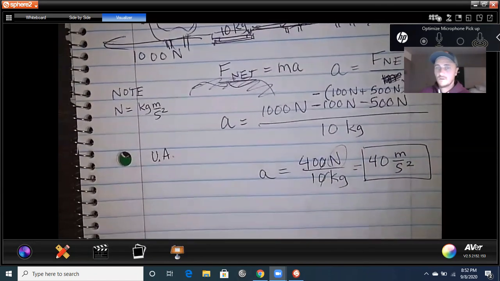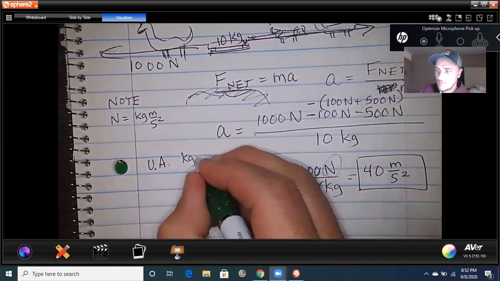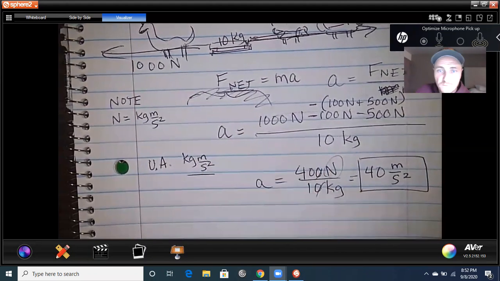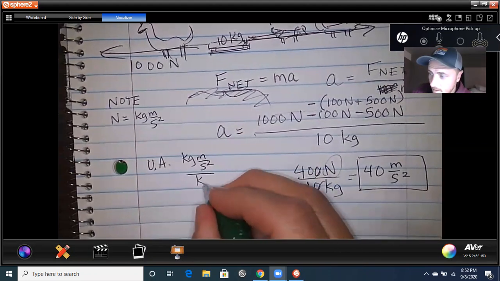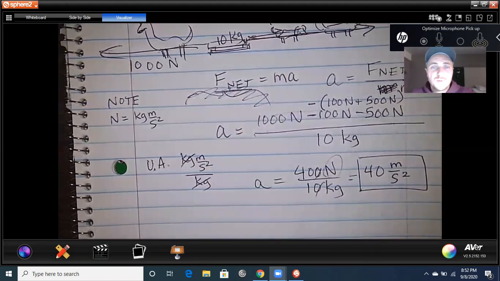All right. So looking at my UA over here, what is really a Newton? It is a kilogram meter per second squared, all divided by a kilogram. And what happens to your kilograms? They cross out. You're left with your meters per second squared. Awesome. Let's get to that third law.